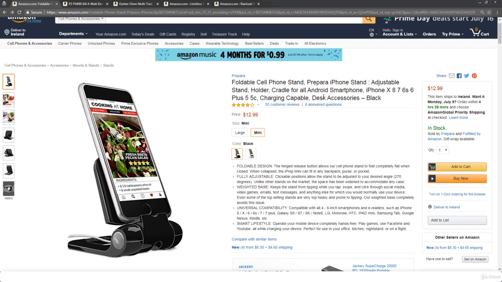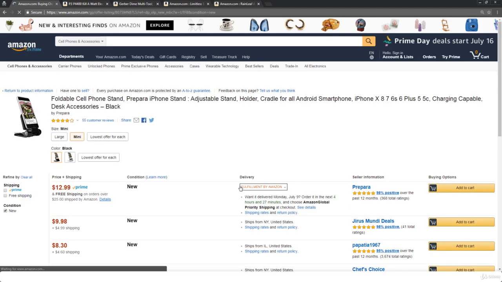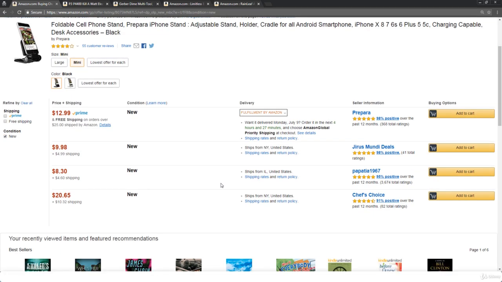So first of all, we've got this foldable cell phone stand. Now, if we look down here, we can see it says new for. And if we go ahead and click on this link, we can see here there are 4 different sellers on this listing. Now, only one seller can have what we call the buy box at any one time. Currently it's this seller here, Prepara.